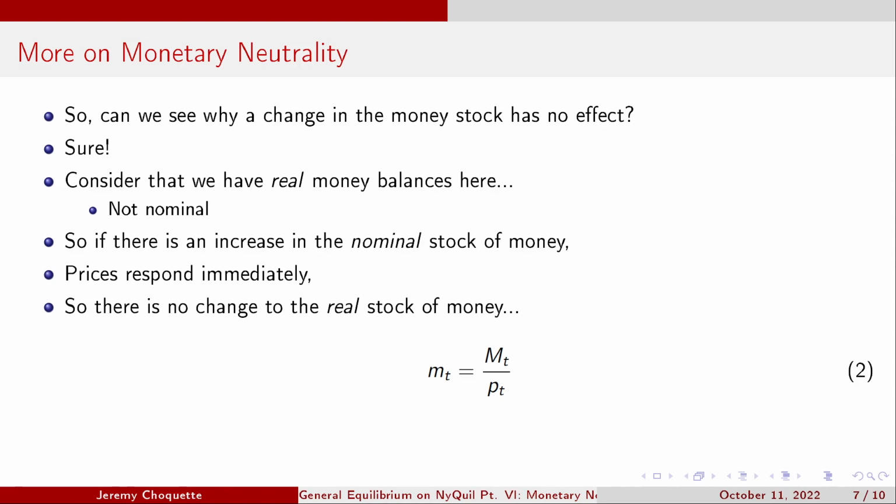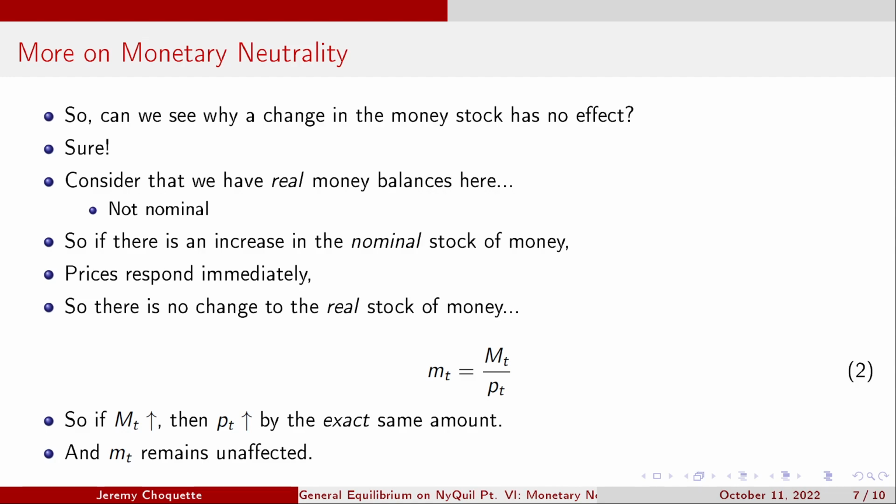But if the price level responds immediately, given an immediate change in the stock of money, well, M would increase by the same amount that prices would increase. If M goes up 5%, prices would go up by 5%. So by whatever amount you increase the nominal money stock, the price level increases by the exact same amount. Thus, the real stock of money remains unaffected.